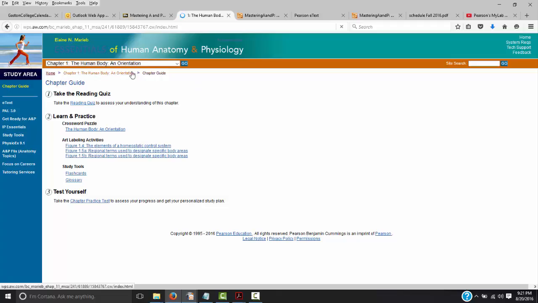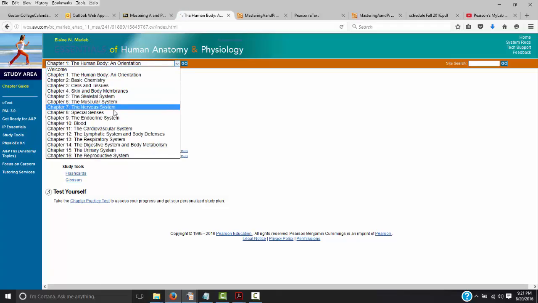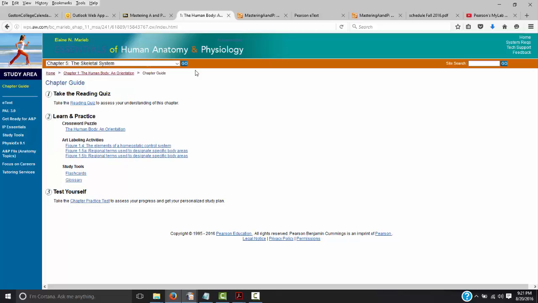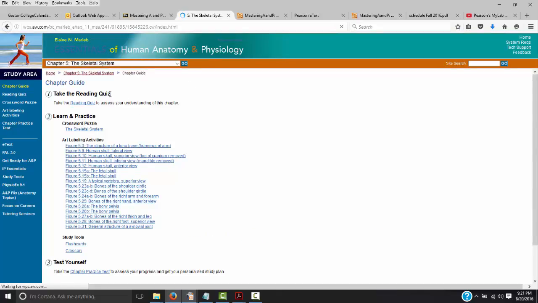Going back to here, the study area is another good resource for content broken down by chapter. If you go up here to this drop down arrow, all the chapters for the book are listed here. So let's say you need more help on the skeletal system. You click on that, click go, and there are various quizzes, various ways to practice, flashcards, and a glossary. It's a practice test also. So every chapter has their own little study area that is specific for that chapter's information. That's another good resource to use as a student.